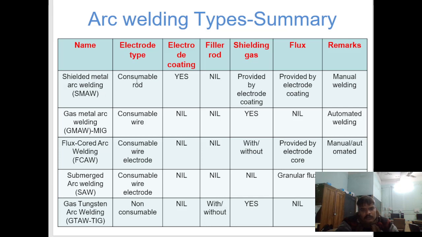Shielded metal arc: electrode type consumable rod, electrode coating yes, filler rod not provided, shielding gas provided by electrode coating, flux provided by electrode coating, manual welding. So that's all about shielded metal arc welding.